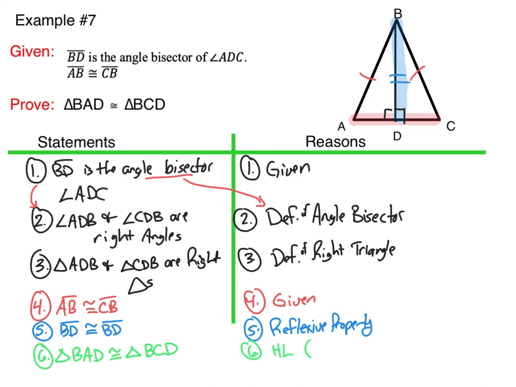And the reasoning for that, to get HL, I had step 3, and then was my right angle, my right triangles. Step 4 is the hypotenuse, and step 5 is the leg, and I have my congruent triangles.